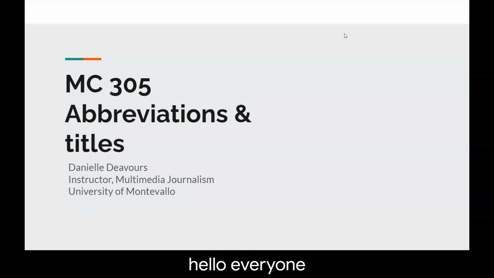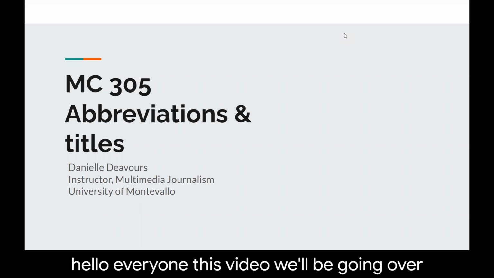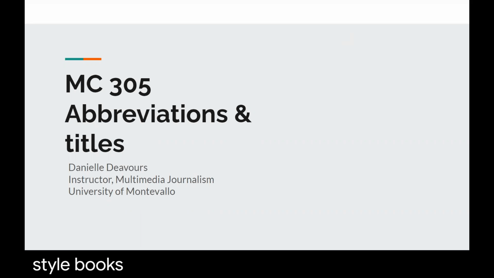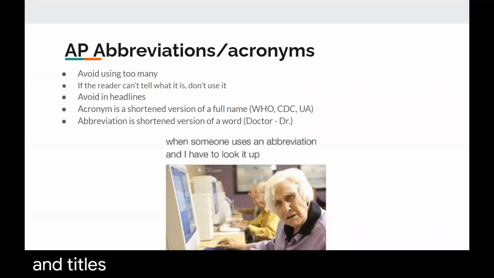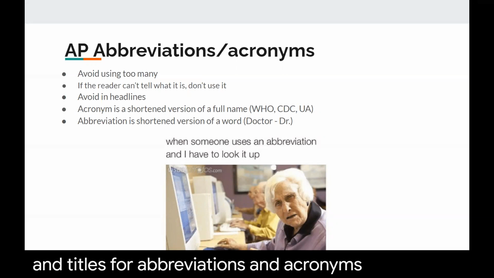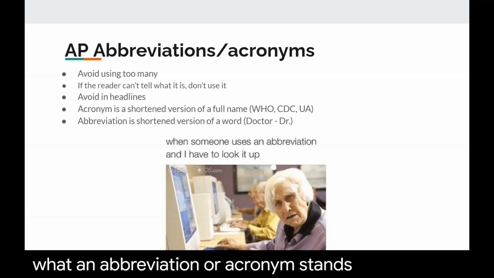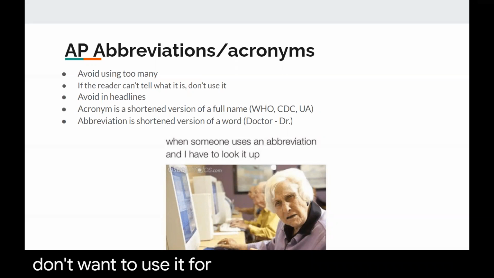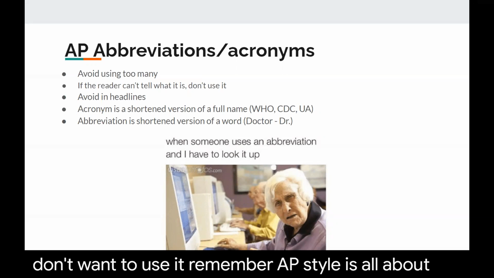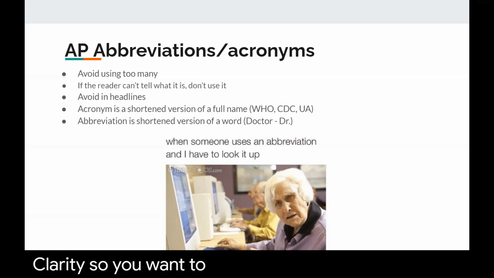Hello, everyone. This video will be going over the AP Style Book's definitions of abbreviations, acronyms, and titles. For abbreviations and acronyms, you really want to avoid using too many. If the reader can't tell what an abbreviation or acronym stands for, then you don't want to use it. Remember, AP Style is all about clarity, so you want to avoid using things that would confuse people.